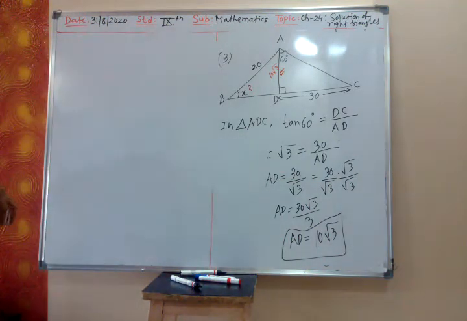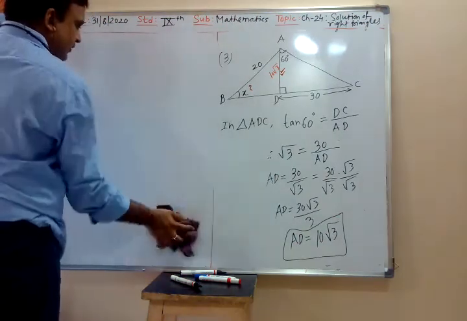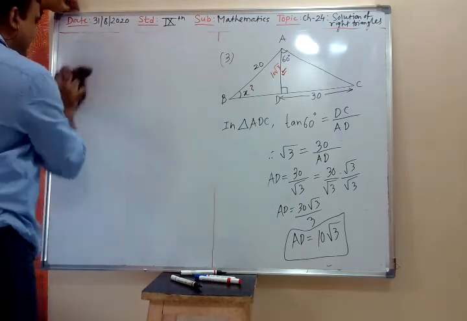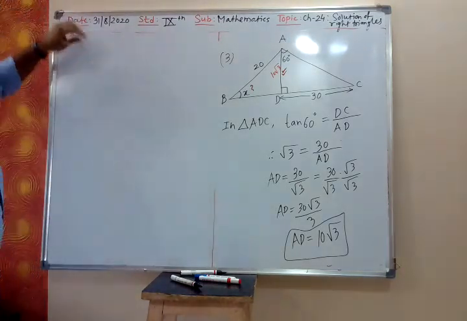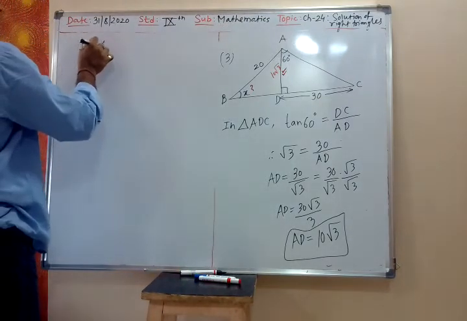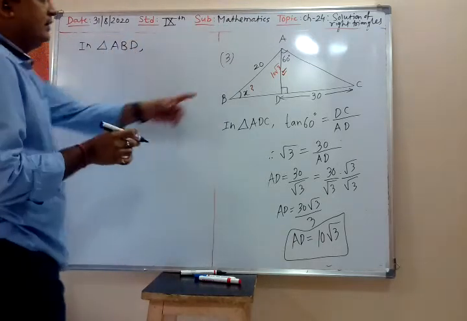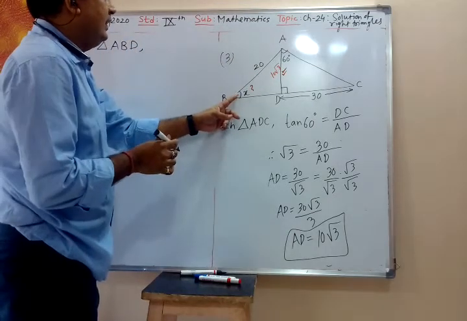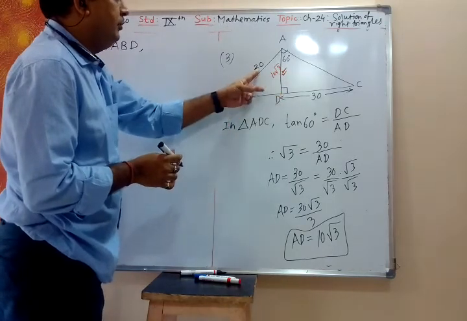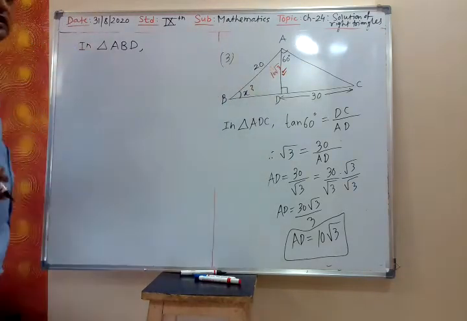I will consider another right angle triangle, that is triangle ABD. So in triangle ABD, we want to find X. X is my angle. So opposite is given, hypotenuse is given. So opposite and hypotenuse, which ratio will you consider? Tell me.